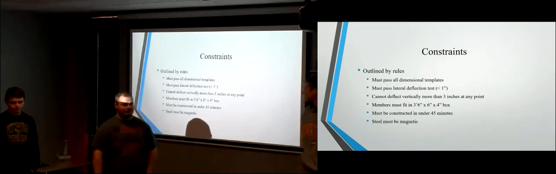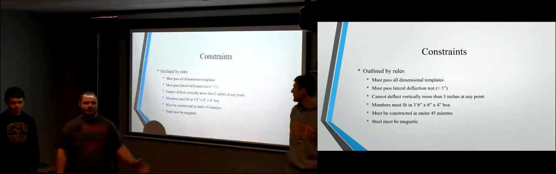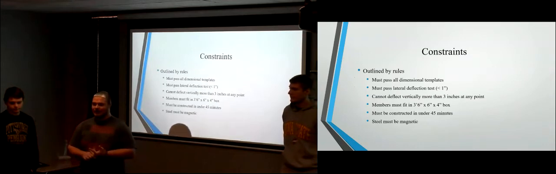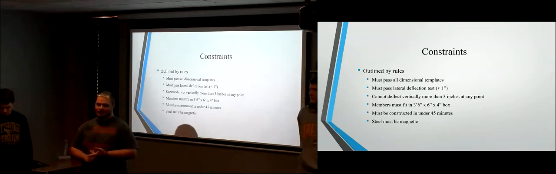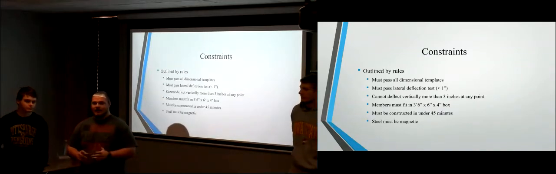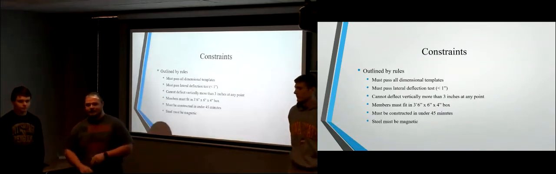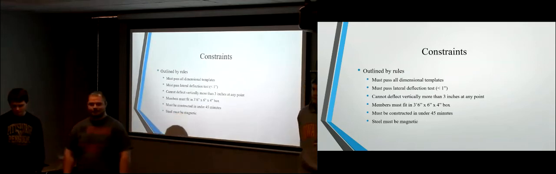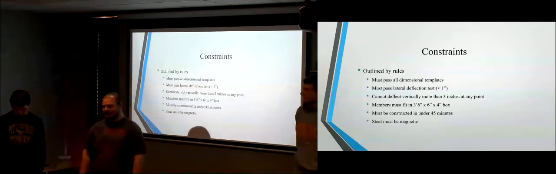Most of our constraints that we came up with were outlined in the rules. Had to pass all the dimensional templates, had to pass the lateral load test at any point in the load testing, vertical or specifically lateral load test. Cannot exceed 3 inches at any point of deflection measurements. All the members have to fit in the boxes. Has to be constructed under 45 minutes, and the steel has to be magnetic.